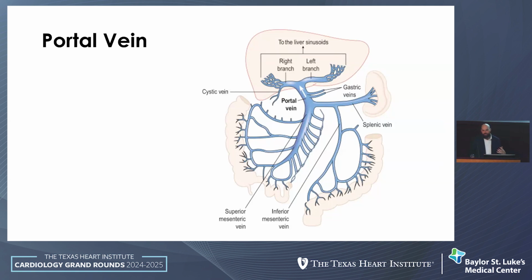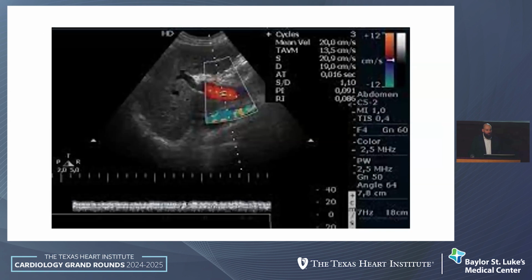Now, the portal vein is actually an amazing vascular structure. It drains the splanchnic circulation, the gastric, the mesenteric, the splenic veins. When you look at the portal vein, it's extremely easy to obtain this view when you're doing your point of care ultrasound or echo. It's just a simple placement of the probe on the right side, transhepatic view, and with some anterior tilting, you'll see that flow.